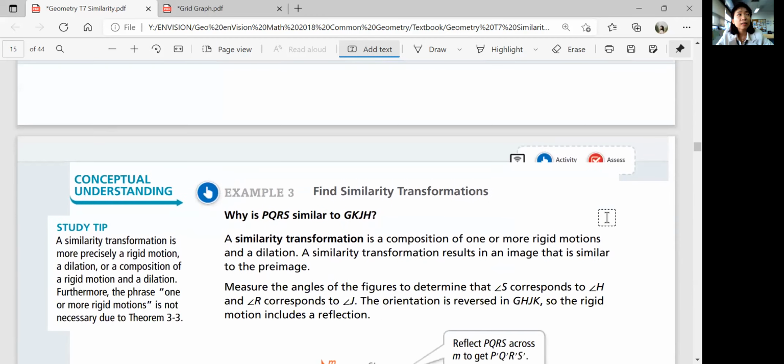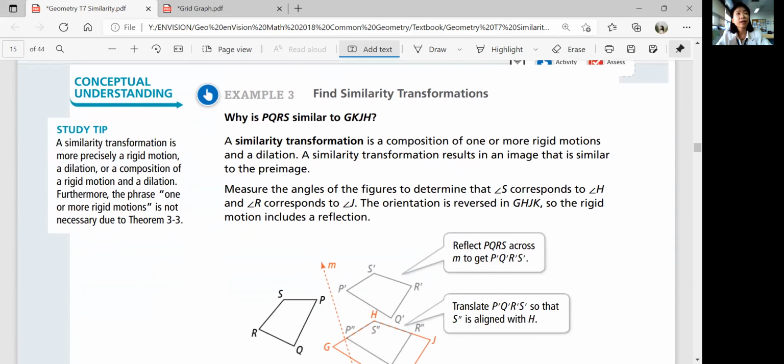All right, let's look at example 3 on the next page. Find similarity transformations. Why is PQRS similar to GKJH? A similarity transformation is a vocabulary term. It's a composition of one or more rigid motions and a dilation. A similarity transformation results in an image that is similar to the pre-image.